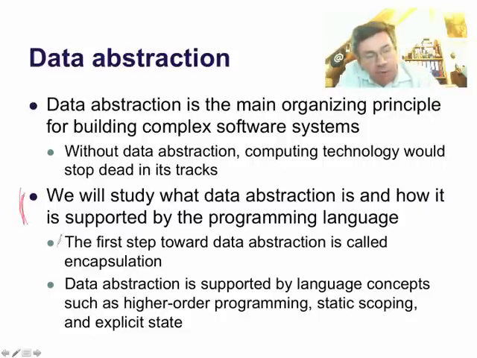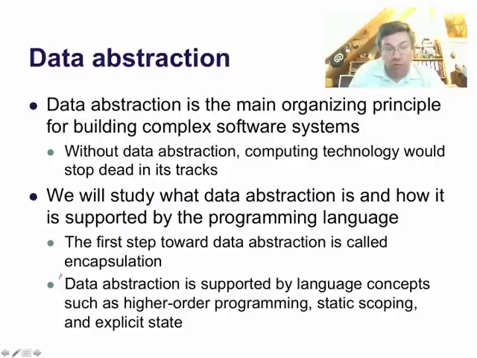The first step toward data abstraction is called encapsulation. After that, we will see how to make different forms of data abstraction using the language concepts we saw, specifically higher order programming, static scoping, and explicit state. So the first step toward data abstraction is encapsulation. Let me introduce it with an example.